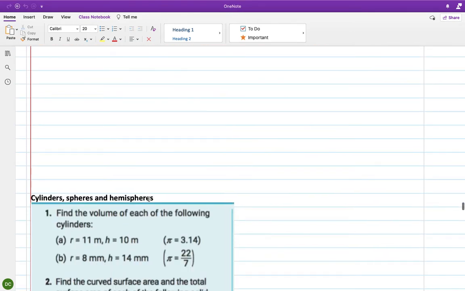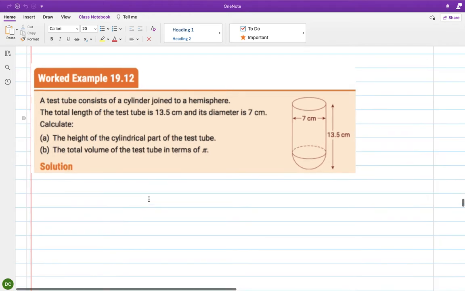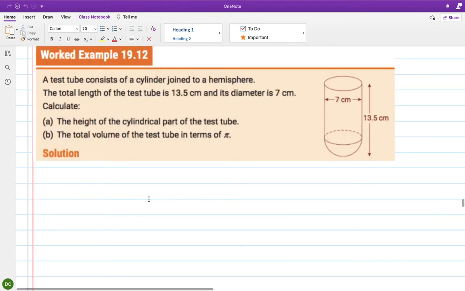We'll do this one. The rest are just subbing into a formula, which I think you can do at this stage. So this is a bit more interesting.